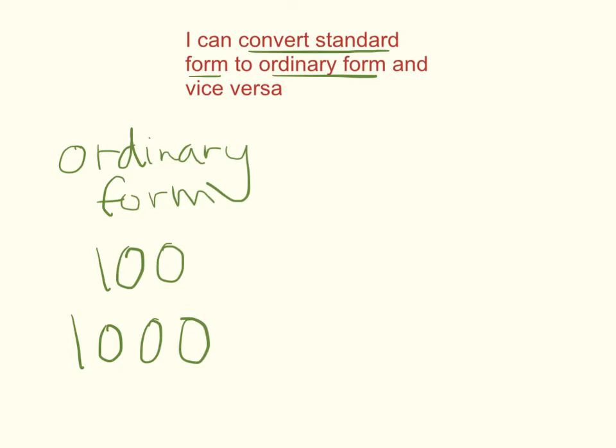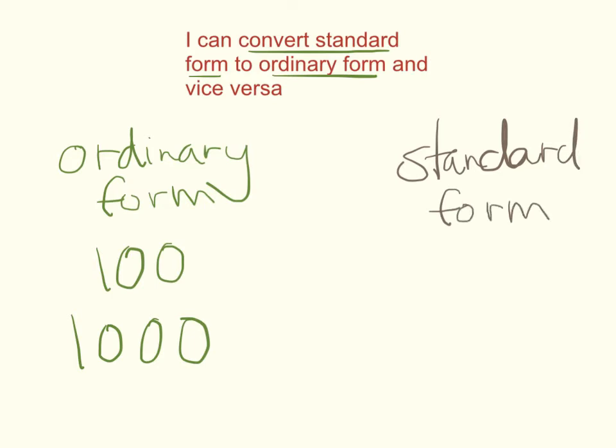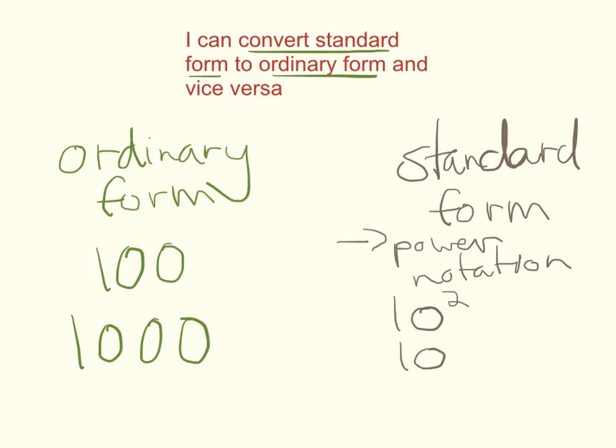While in contrast, standard form is where we use exponents to represent that, so what we call power notation. Okay, so if we were to write 100 in standard form, it would be 10 to the power of 2, or 1,000 would be 10 to the power of 3. So you'll notice straight away that we're actually starting to use exponents to explain those.